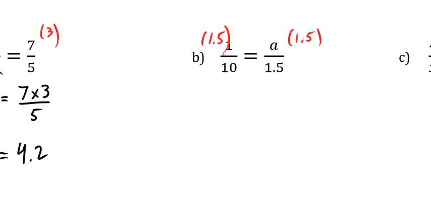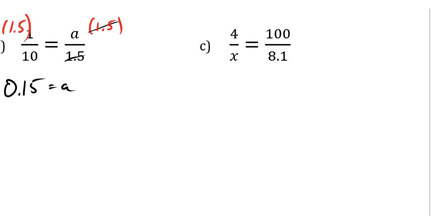Very good. Okay, and the same thing. Those guys cancel. And I get 1.5 times 1 divided by 10. Multiplying by 1 doesn't do anything, so I get 1.5 divided by 10, which is 0.15 equals A. Okay, one more.